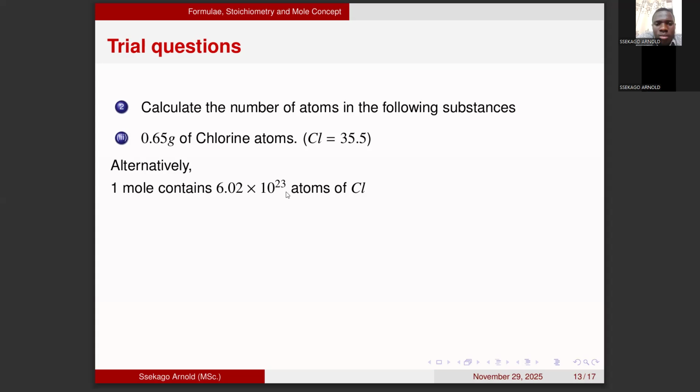How have I formulated it? This is what the mind map says: if you want atoms, I will say 1 mole contains 6.02 times 10 power 23 atoms of chlorine.